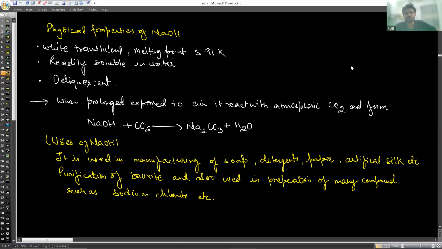Yes, Aisha. What is the chemical name of bleaching powder? Unmute yourself. What is the chemical name of bleaching powder? Calcium hypochlorite.